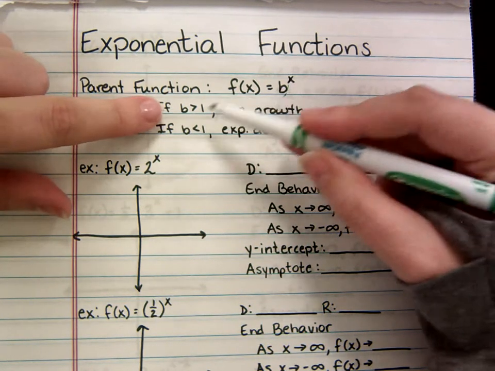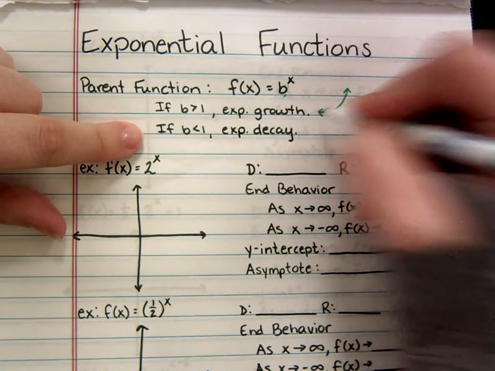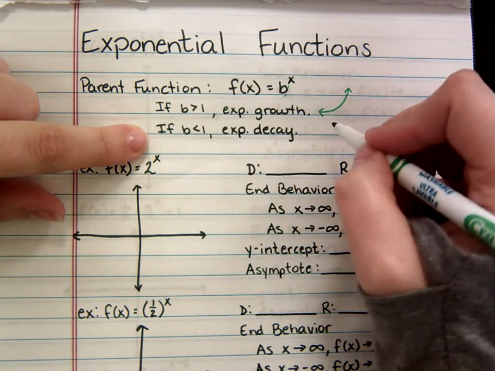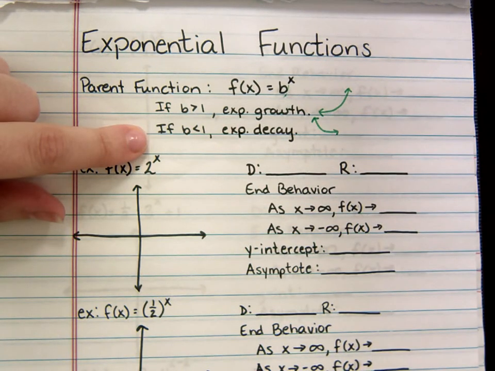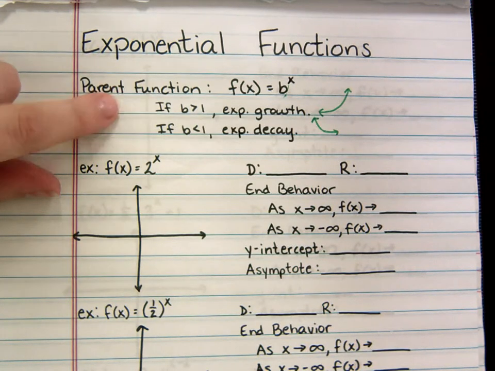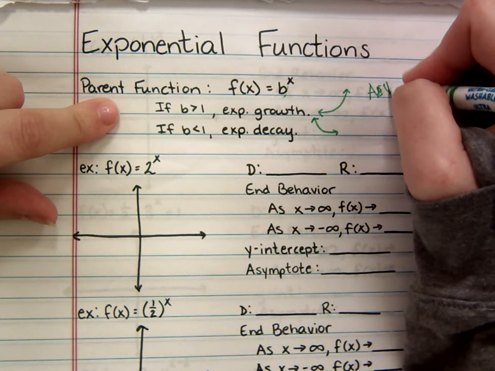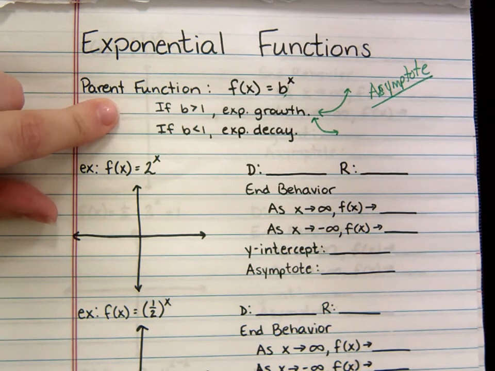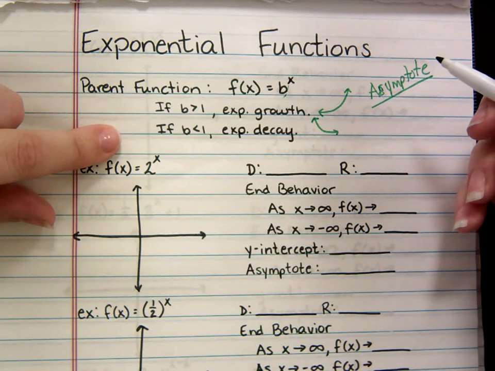If this value is bigger than 1, you're going to get an exponential growth that increases going from left to right. Now, if b is less than 1, you get an exponential decay, which decreases going from left to right. Now, in all exponential functions, there's also something called an asymptote. An asymptote is a line that the graph gets close to but never actually crosses.